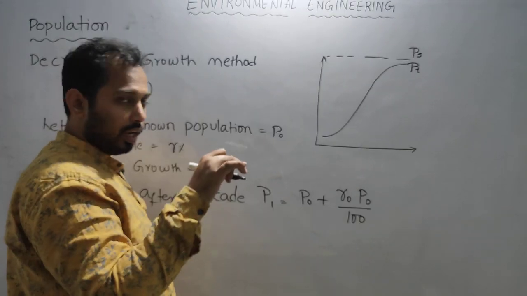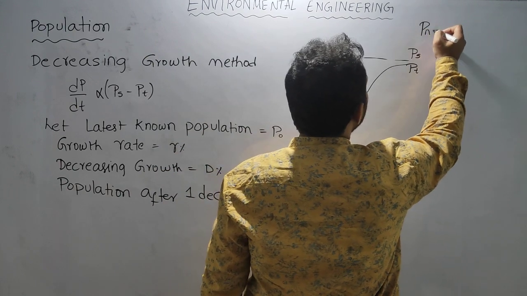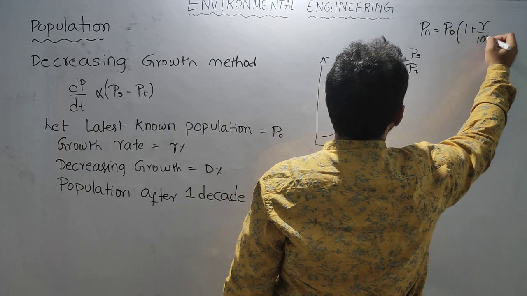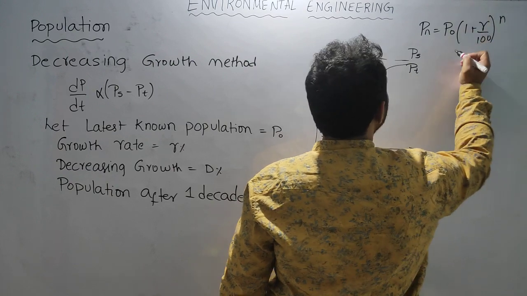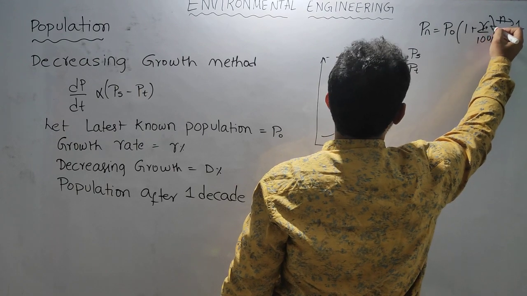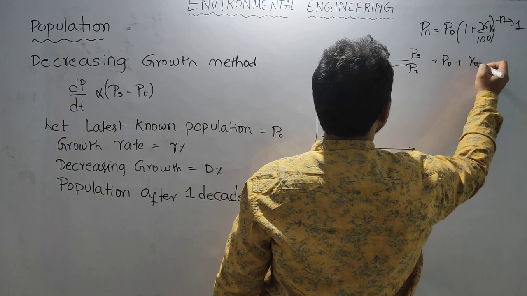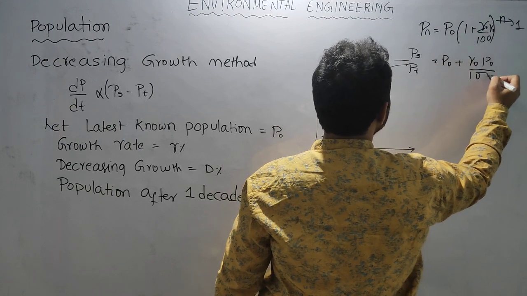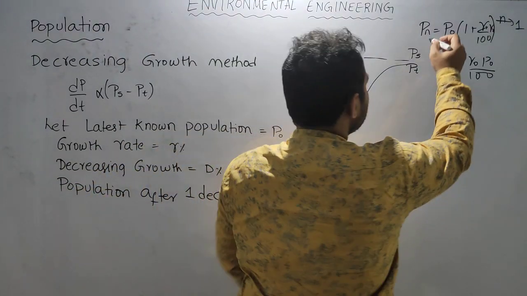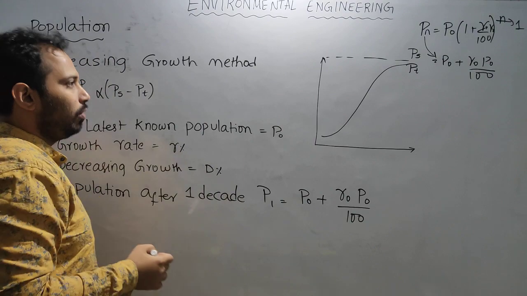If you take the geometric method, what is Pn? Pn is P naught into 1 plus R by 100 whole to the power of n. So if n is 1 and this is R naught, then it should be P naught plus R naught P naught by 100, isn't it? So this is what is Pn or PT, whatever it may be.